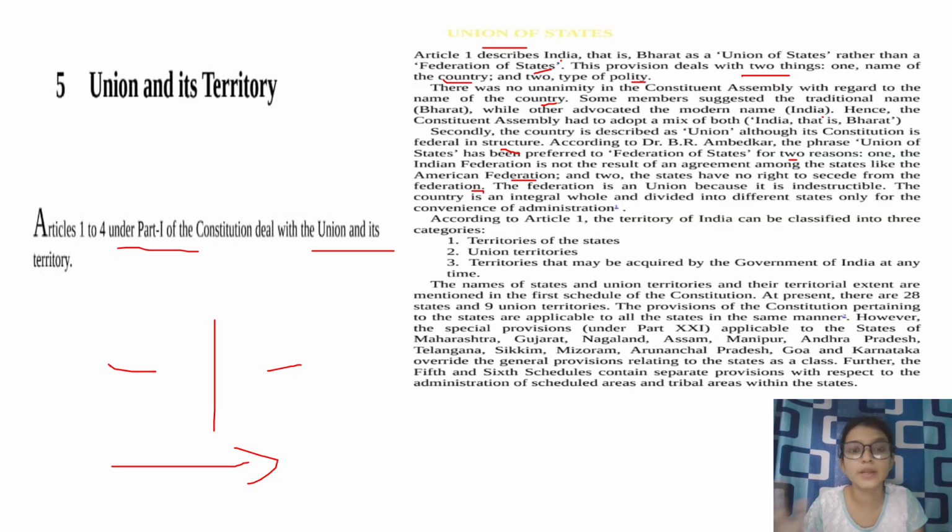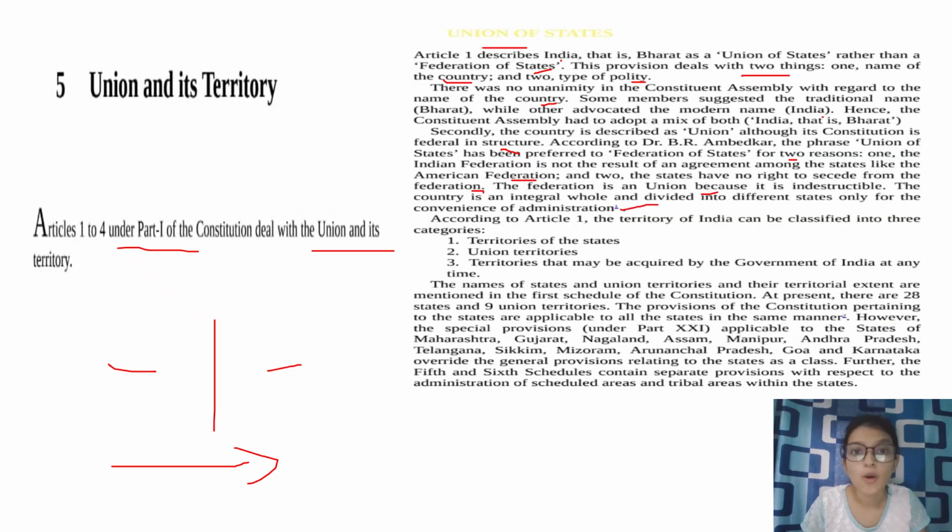We want a separate domain. That power has not been given to the states of our country. The federation is a union because it is indestructible. So it cannot be destroyed. So that is the reason. The country is an integral whole and divided into different states only for the convenience of administration.